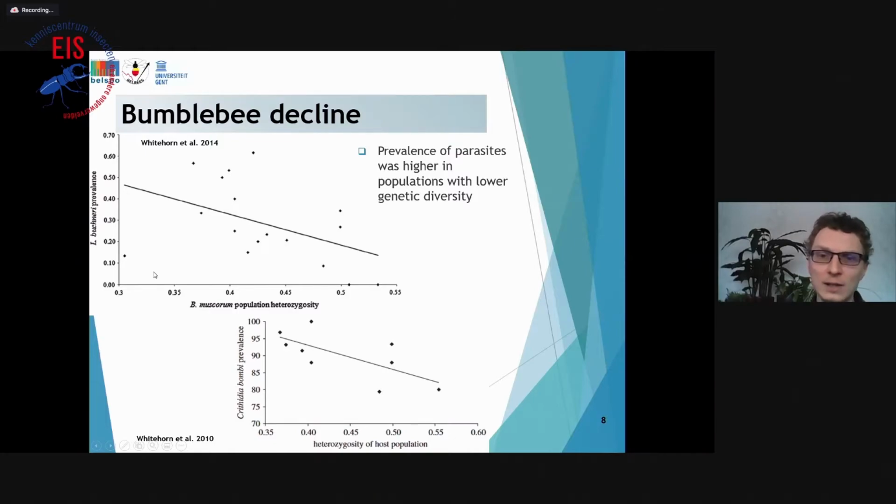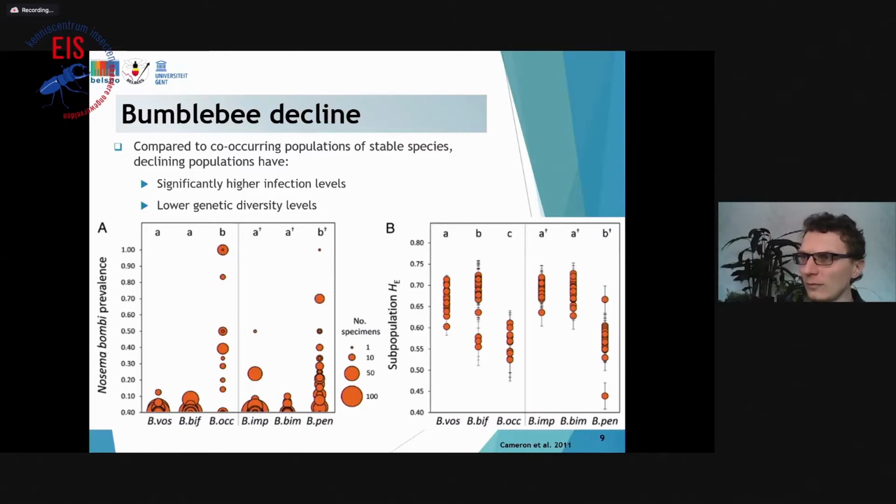and you can clearly see that parasite prevalence was lower with increasing heterozygosity. So these results suggest that when populations lose heterozygosity, the impact of parasitism will increase, pushing threatened populations even closer to extinction. And the same link shown by these studies is also shown in other studies.